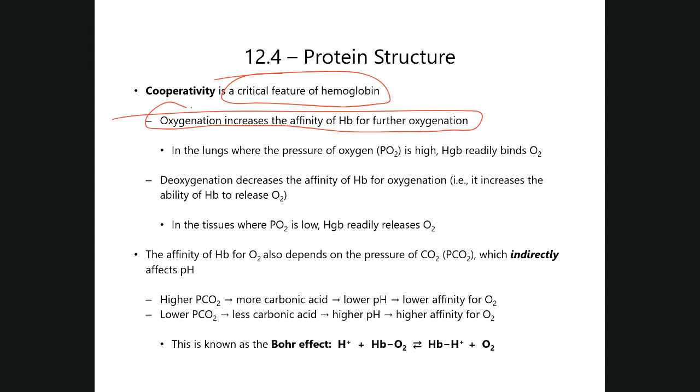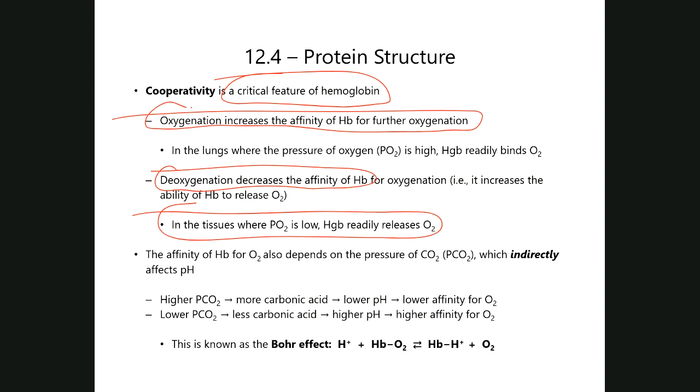In the tissues, it's the exact opposite. Deoxygenation decreases the affinity of hemoglobin for oxygen. As it loses oxygen, more and more oxygen is lost, meaning it has less ability to bind oxygen. It's lower affinity with every oxygen loss. This is a critical function in the tissues where you need oxygen because the pressure of oxygen in the tissues is low. Hemoglobin is delivering that oxygen to those tissues, which are going to need it for their ability to do whatever it is that they need to do with that oxygen.